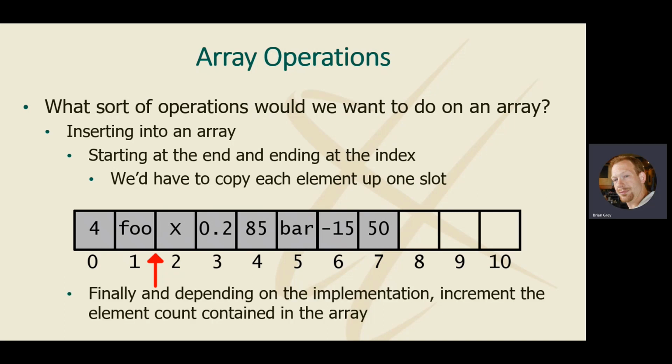We also, depending on our implementation, it's not uncommon to store some variable that's called like count and maintain a count of the number of elements in this array. Because if we said len of A, the interpreter is going to go, oh, cool, it's 11, right? Because we have 11 slots, 0 to 10.